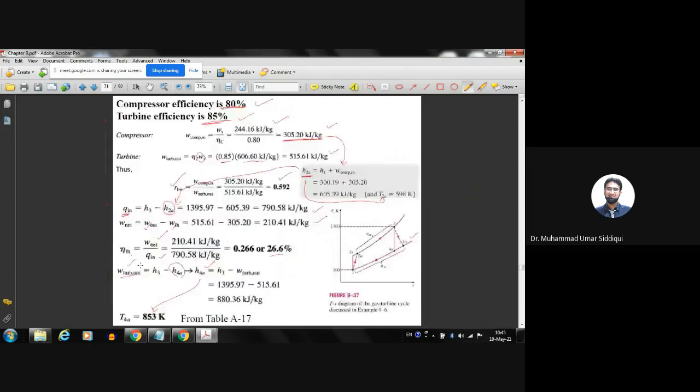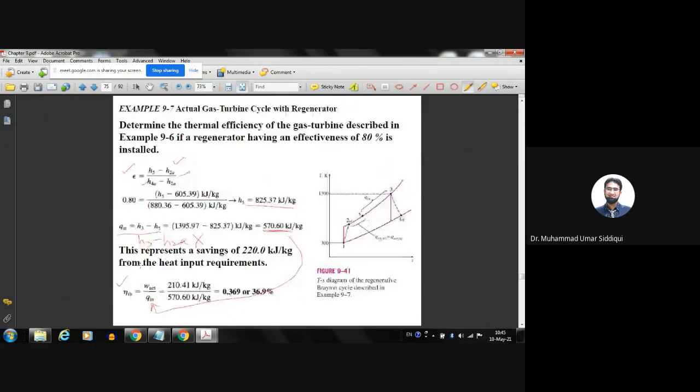Okay, so our Q in will be changed. We are going to use this changed Q in in the main formula, and we will determine the new thermal efficiency. So it's basically 36.9%. Previously the efficiency of our cycle was about 26.6%, but by using the regenerator, the efficiency actually increased to 36.9%. Yes, anybody want to ask anything?